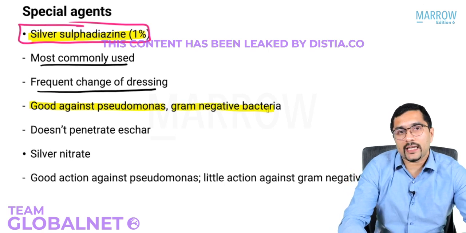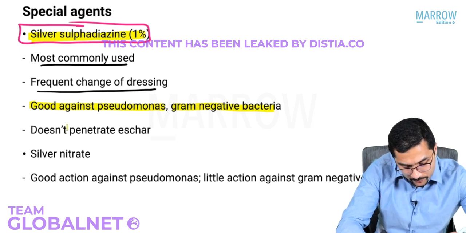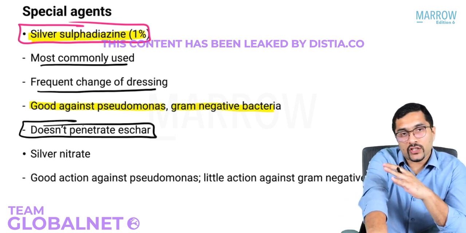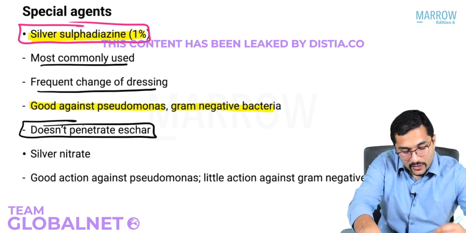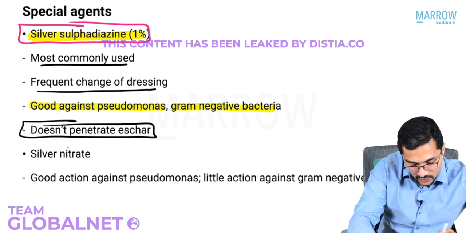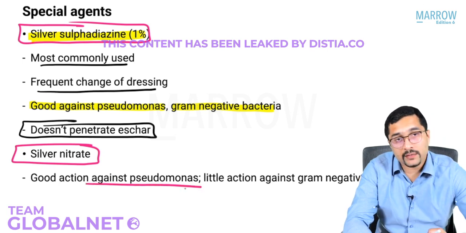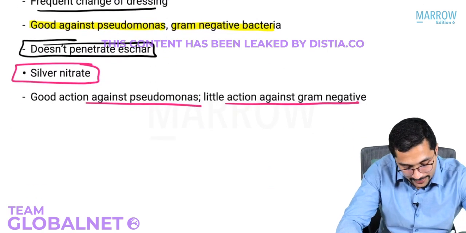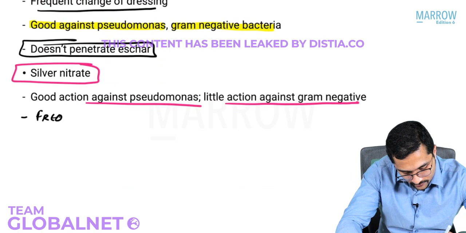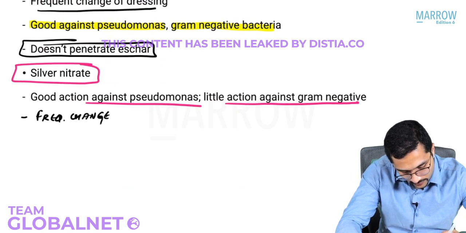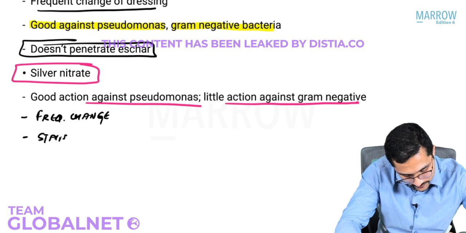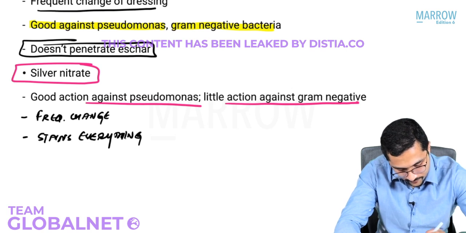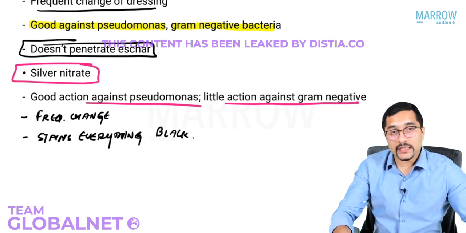It also has good action against gram-negative bacteria. The problem with silver sulfadiazine, it does not penetrate the eschar. So it remains superficially. It cannot go into the deeper layers. Silver nitrate is another substitute which can be used. It has good action against Pseudomonas, but little action against gram-negative bacteria. And it stains everything black. The problem is frequent change of dressing is required. By everything, I mean the furniture, the dressing, everything is stained black when we use silver nitrate.